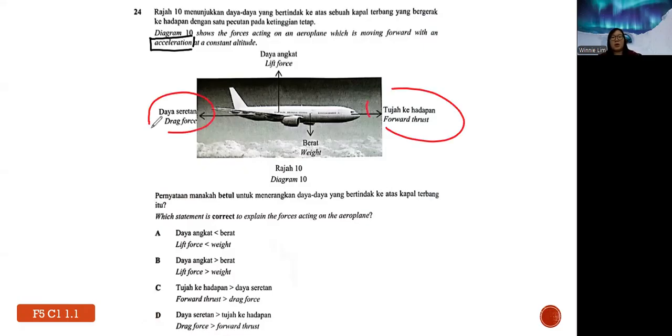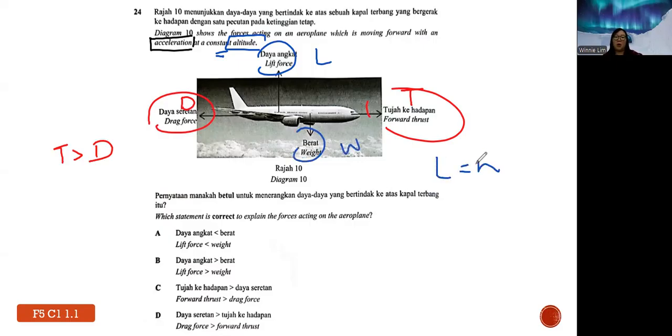So in the context here, your thrust, I use the symbol T, and drag. You have to have your thrust more than drag. Then the next context is constant altitude. Constant altitude means same height. So if same height, the lift and the weight are supposed to be equal. So we see which option will fulfill these two criteria. Lift less than weight, cannot. Lift more than weight also cannot. Thrust more than drag, yes. Drag more than thrust, cannot. If drag is more than thrust, that means they will experience deceleration. So this is the concept.